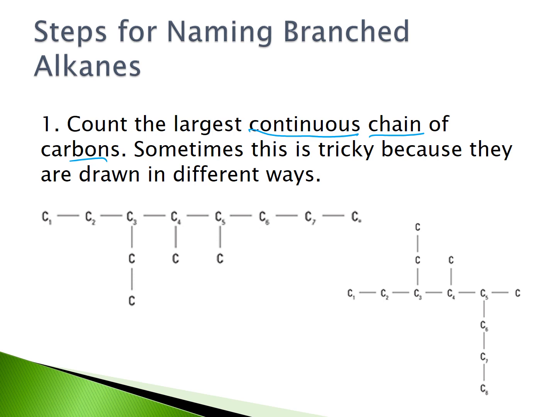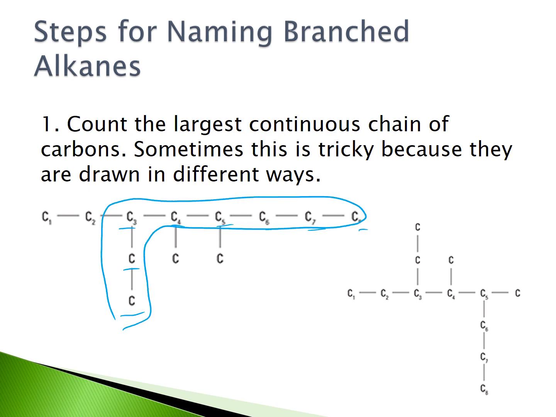So what you want to do is count the largest continuous chain. So we've got 1, 2, 3, 4, 5, 6, 7, 8. Okay, that's one. Now I could have looked at this one: 1, 2, 3, 4, 5, 6, 7, 8. So in essence, I could have used that chain as one of my straight chains also.